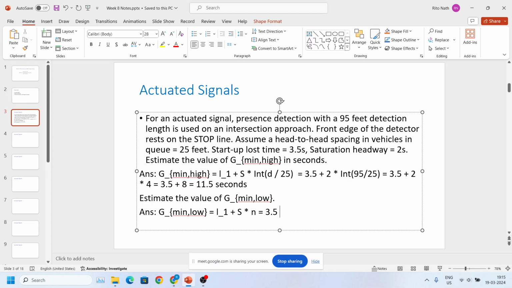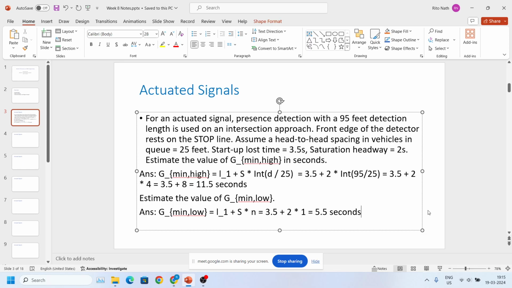So L1 is 3.5 as before, this is 2 as before, and this is times 1. So this will be 5.5 seconds. That would be the correct answer for this problem. So I hope this is clear. In the assignment problem, I think the numbers are different, but the ideas and everything will be similar in how to solve it. I think the head to head spacing is given as 20 instead of 25, and the length is also different and so on. But I think it's very easy to solve this kind of problem.